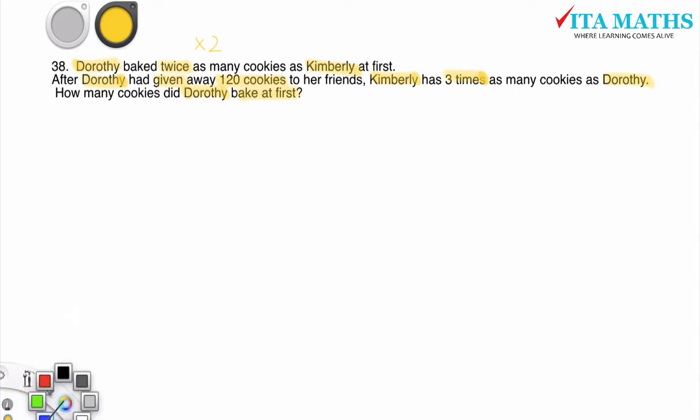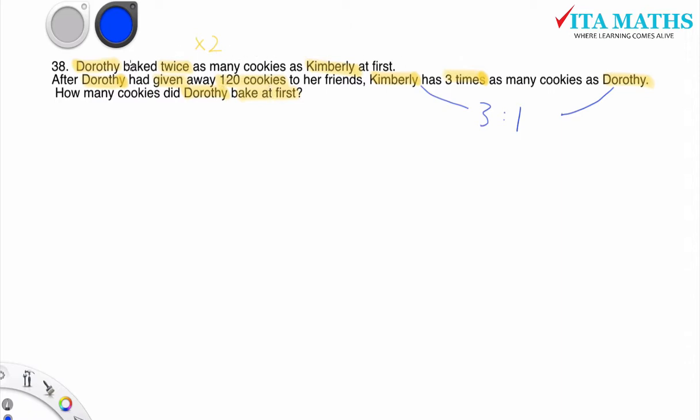Looks a bit confusing over here. Let's try and break it down again. Kimberly and Dorothy. So Kimberly is 3. We use the ratio method. Dorothy will be 1 because 3 times as many, after he has given away 120.